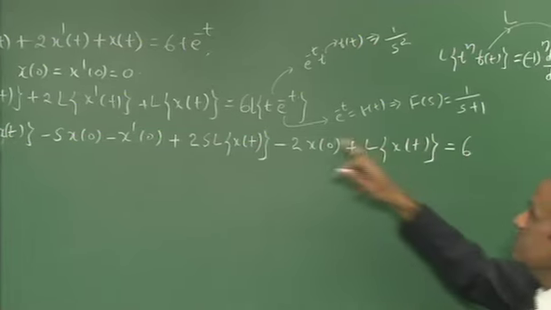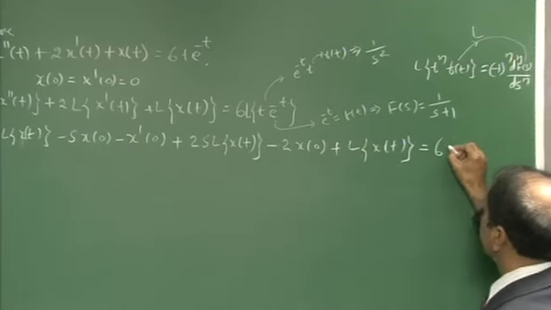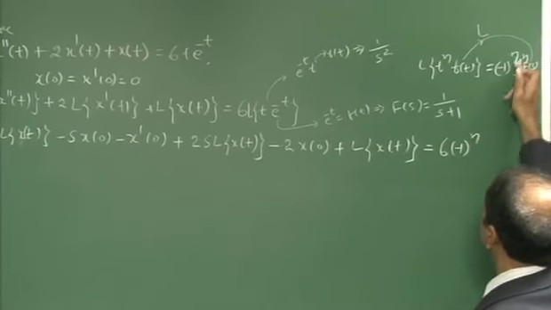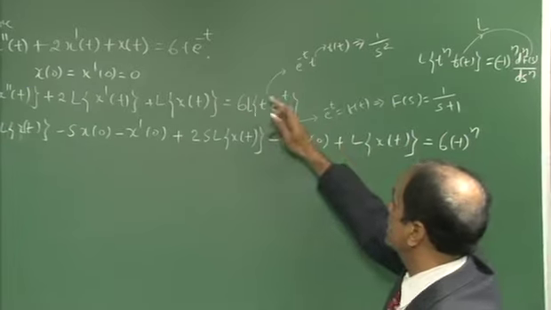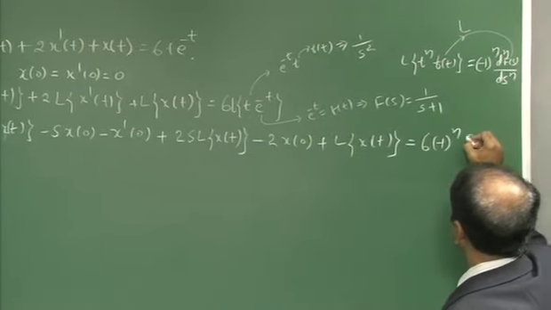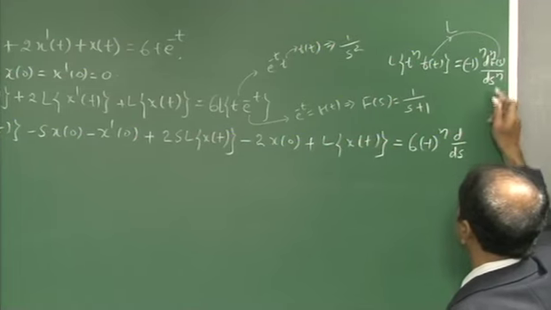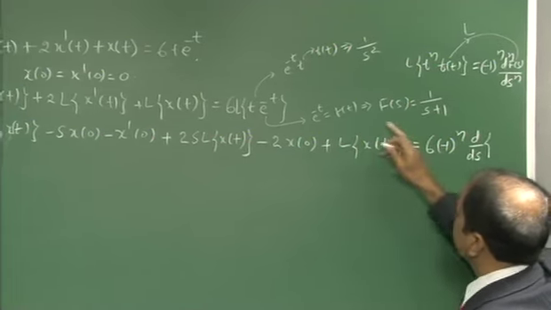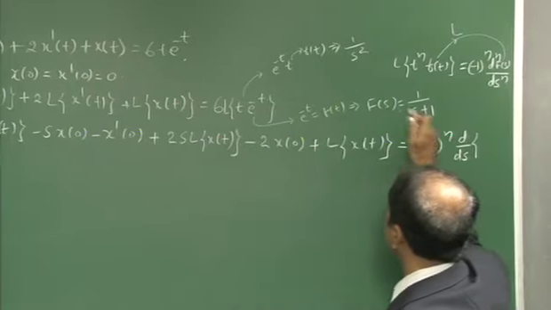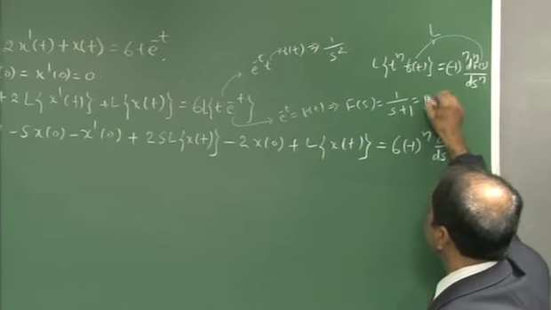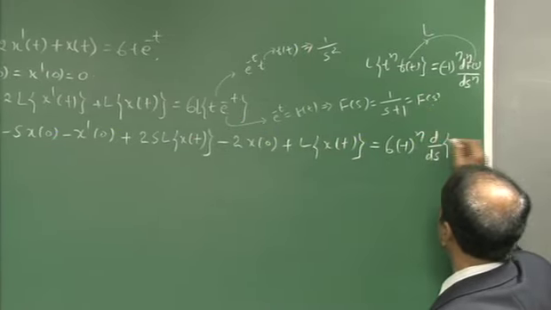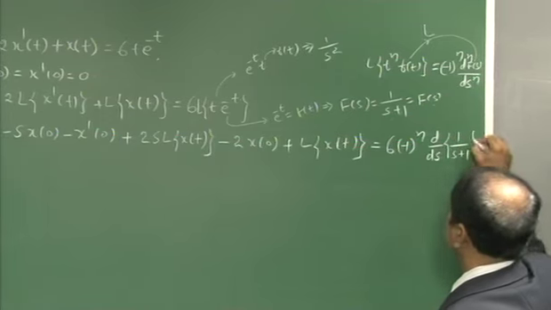Here 6 is there, and then minus 1 you write as it is, and here n equal to 1 because the t degree is 1, and d^n means here also d by ds to the power 1 operating on F of s, and F(s) is nothing but 1 by s plus 1.